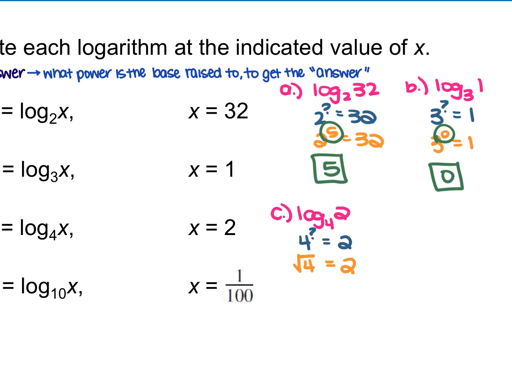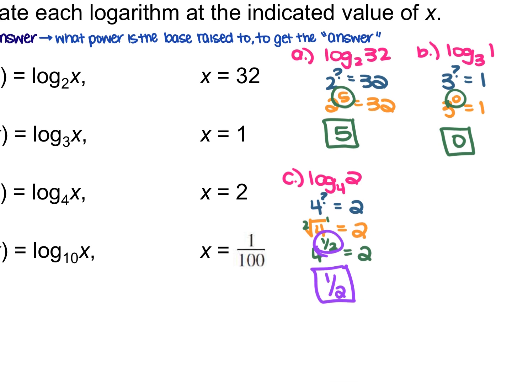The radical or the square root is represented with the power of 1/2 because you have the index of 2 and it's raised to the first power. So that gives you 4 to the 1/2 power is equal to 2. So your power is your answer. So 1/2 is our answer for example C.